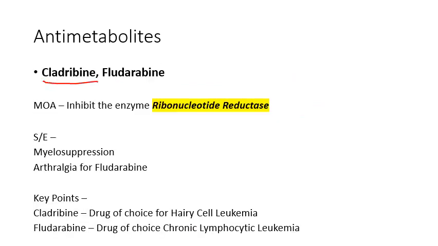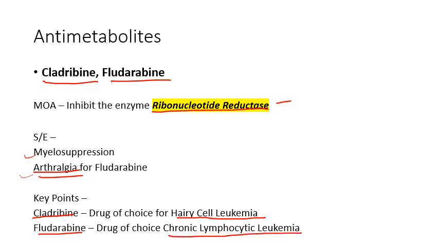The next two drugs, cladribine and fludarabine, inhibit the enzyme ribonucleotide reductase. They exert their anticancer property by inhibiting this enzyme. Their side effects mainly are myelosuppression, and one specific side effect for fludarabine is arthralgia. Key points about them: cladribine is used in treatment of hairy cell leukemia and fludarabine is used in treatment of chronic lymphocytic leukemia. These are drugs of choice for these two conditions. One more key point is that cladribine is resistant to degradation by the adenosine deaminase enzyme.